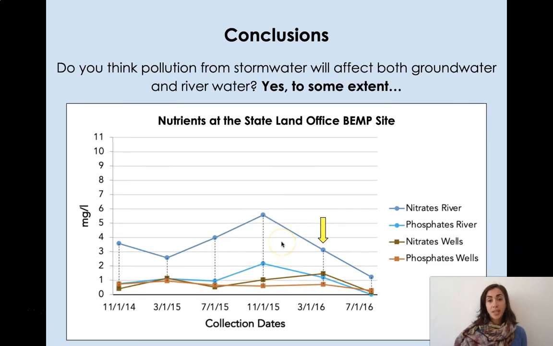So to answer the question, do you think pollution from stormwater will affect both groundwater and river water? Well, we could say based on this example that probably yes, because we do see that there is some connection. Now we would have to look more closely at all the sites to be able to draw that conclusion. So that's why we say yes to some extent.